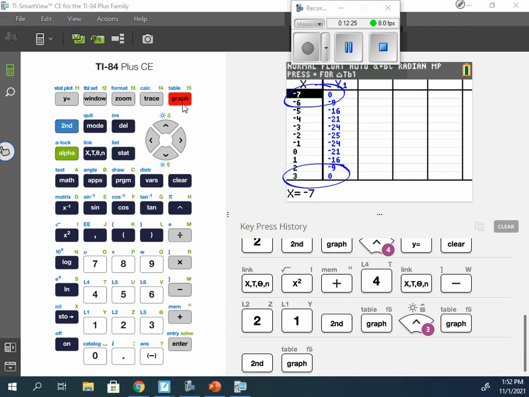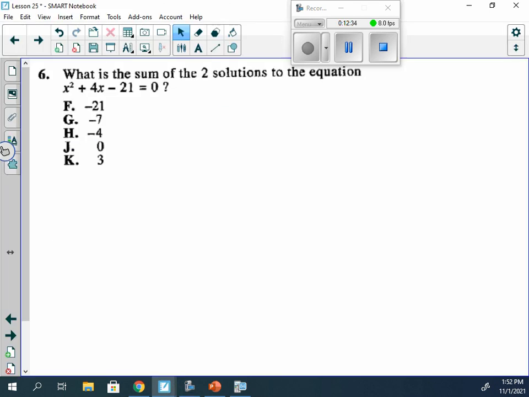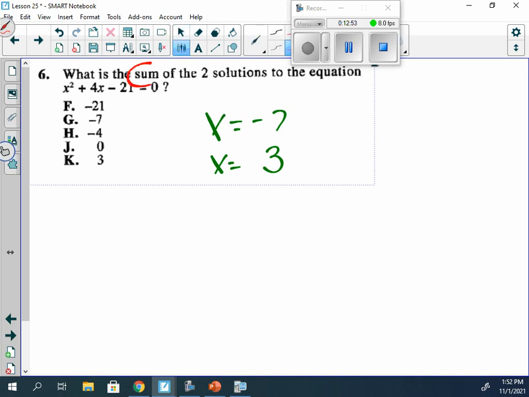Because when x is -7, the y value is 0. And when x is 3, the y value is 0. So our two solutions are x equal to -7 and x equal to 3. Well, -7 and 3 are both part of our choices, but what are they wanting? They want the sum, so we need to add these together. Well, -7 plus 3 is -4, so the correct answer is H.